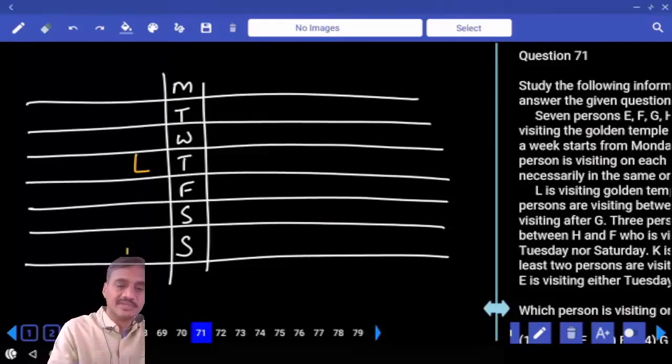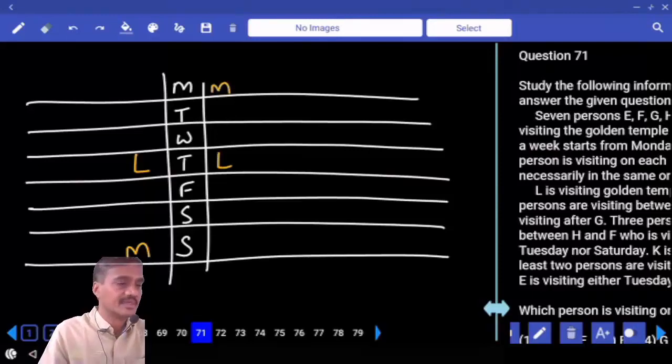Now in between L and M there must be exactly 2 people. M can be either on Sunday or M can be on Monday because 2 people between L and M. And next one, E is visiting after G. Now this E is after whom? E is visiting after G.